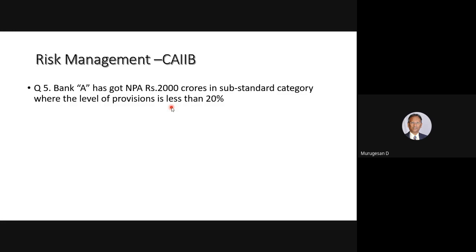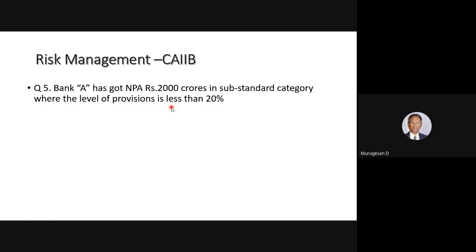One question they will ask. The third NPA is, for some NPA, you are providing only substandard account. Sometimes you are providing only 15%. So for some group of NPA accounts, the overall provision will be less than 20. For some NPA accounts, the overall provisions will range from 20 but less than 50% of the total NPA. For some NPA accounts, your provision itself will be more than 50%.